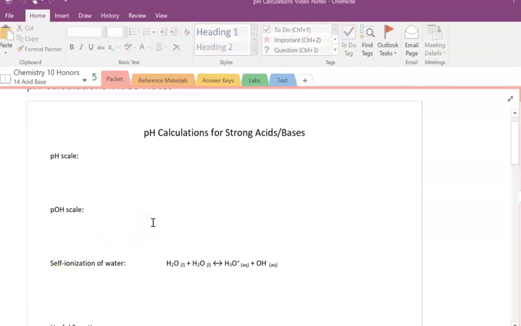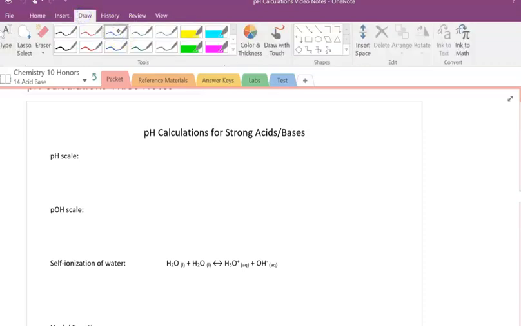Today we're going to be looking at pH calculations with respect to strong acids and bases. So the first thing we want to know is what is the pH scale? The pH scale is a logarithmic based scale, and it's a measure of acidity. So it's a way for us to describe how acidic various acids are.